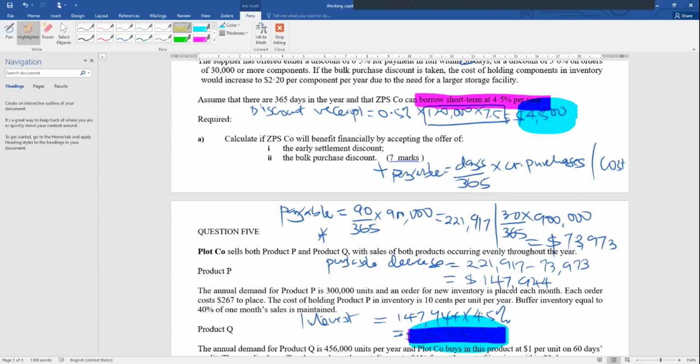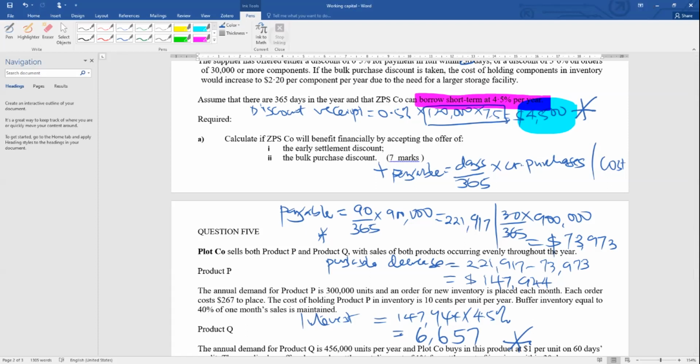Be careful as you answer. It will count six, five, seven. Now this is the cost you are incurring. This is the benefit you are earning. So the costs are more than the benefits, isn't it? Yes. Therefore, it makes no sense to accept the offer from the supplier.